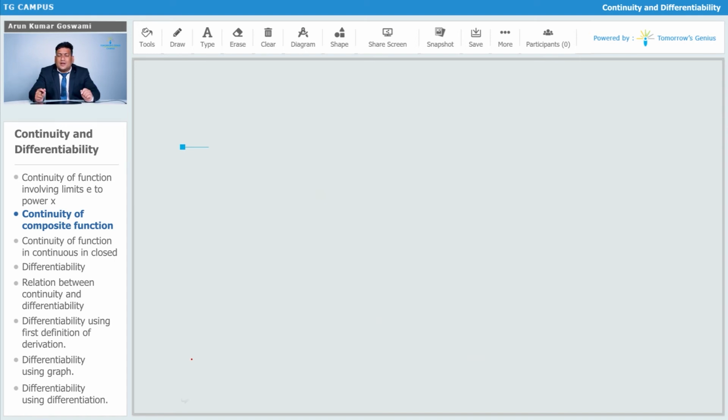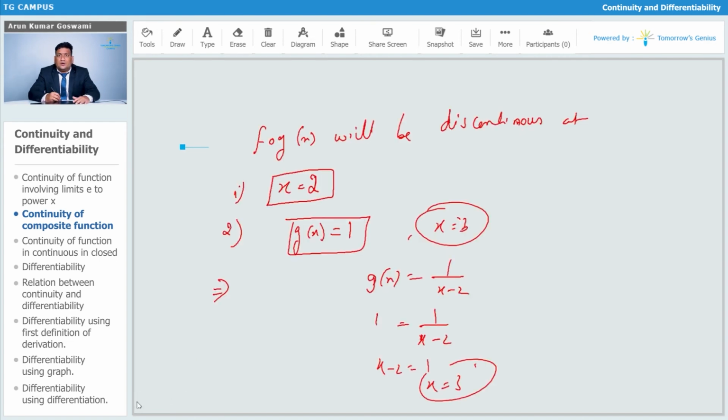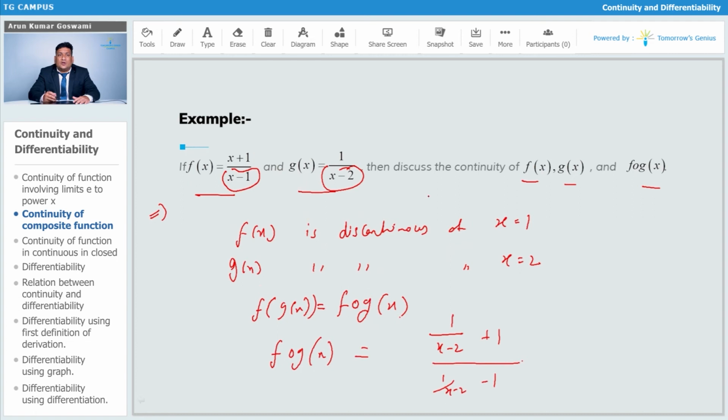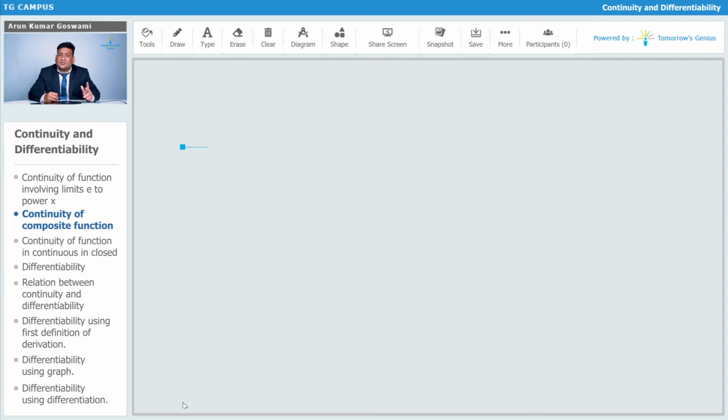Okay, we can stop here also, but the problem is they said discuss the continuity. You can see the question clearly said discuss the continuity. So we got the discontinuity points, but we know discontinuity also has two types, removable and non-removable. So we'll check this thing. We already got fog as (1 by x minus 2 plus 1) divided by (1 by x minus 2 minus 1). Now if I substitute 2 here directly, then this will be not defined.